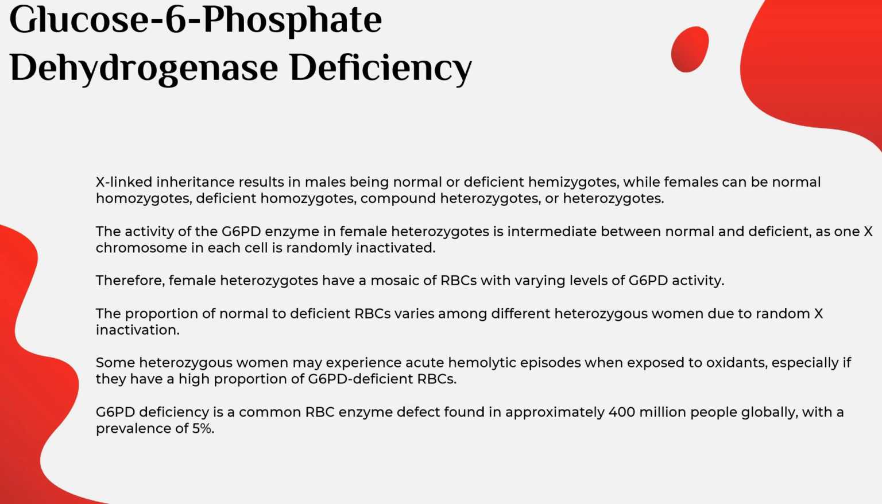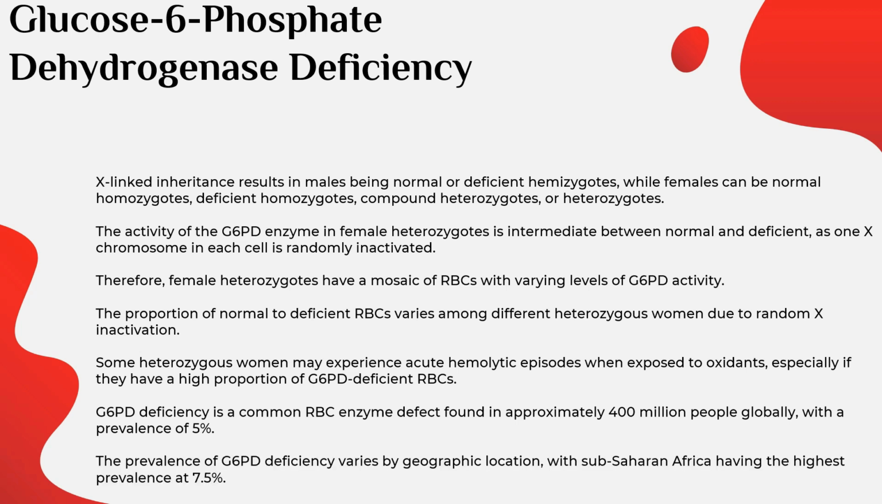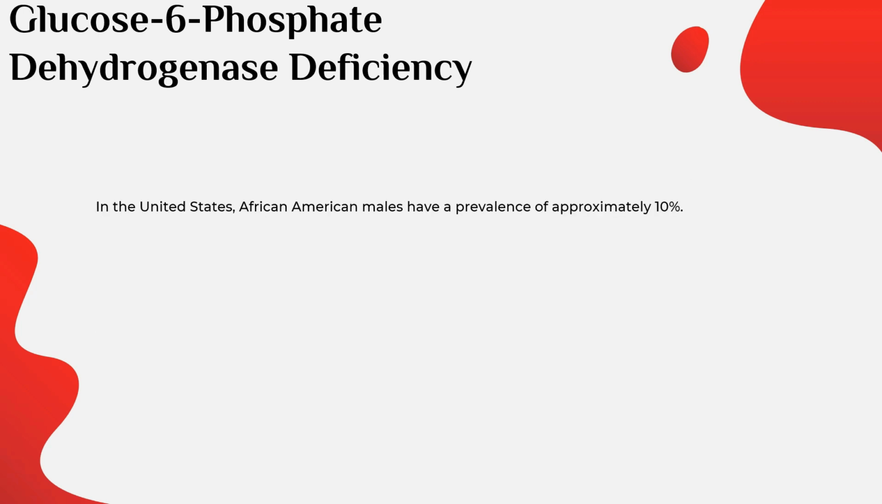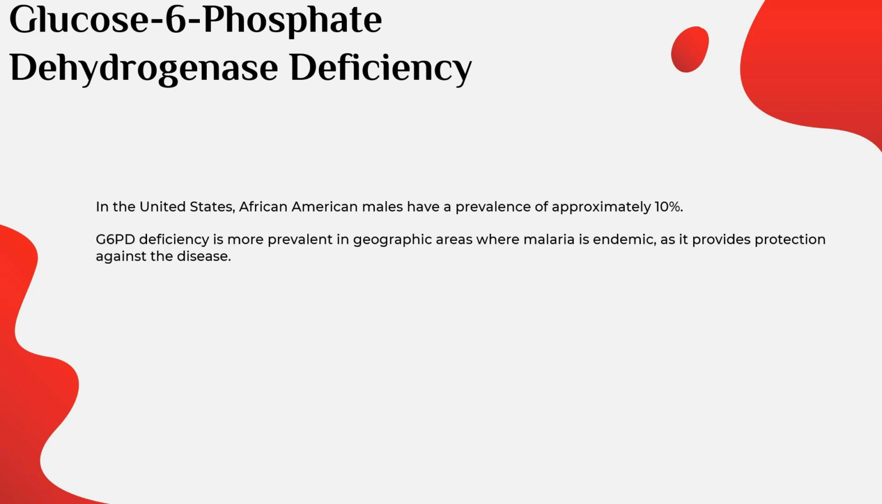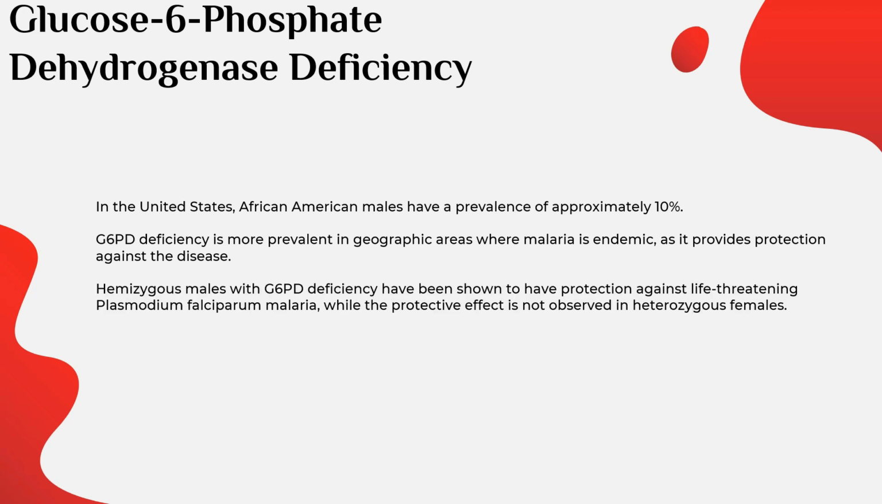G6PD deficiency is a common RBC enzyme defect found in approximately 400 million people globally, with a prevalence of 5%. The prevalence of G6PD deficiency varies by geographic location, with sub-Saharan Africa having the highest prevalence at 7.5%. In the United States, African American males have a prevalence of approximately 10%. G6PD deficiency is more prevalent in geographic areas where malaria is endemic, as it provides protection against the disease. Hemizygous males with G6PD deficiency have been shown to have protection against life-threatening Plasmodium falciparum malaria, while the protective effect is not observed in heterozygous females.